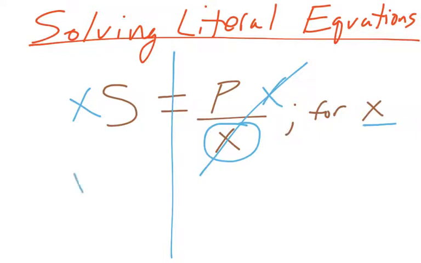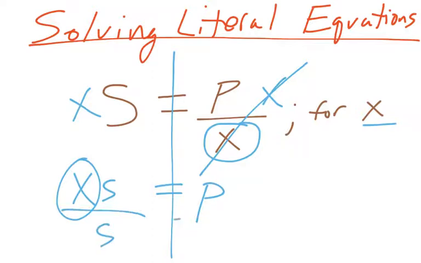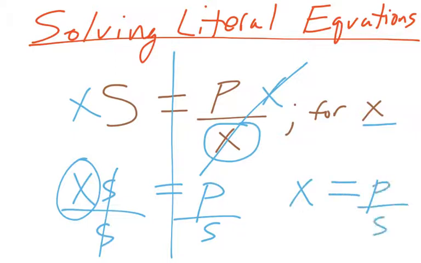So now we have xs equals p. And now the equation is easy to solve. We're solving for x, so we divide both sides by s. So these cancel. Our final answer is x equals p over s. Remember, with literal equations, you typically won't get just a numerical answer. You'll get an answer that has a lot of variables and numbers integrated into the final answer.